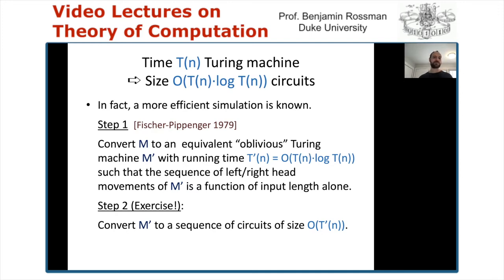Okay, good. Let's take that step for granted. That's a theorem of Fischer and Pippenger. Then the second step, which I leave as an exercise, is to convert M prime, the oblivious Turing machine, to a sequence of equivalent circuits of size order t prime. So there's a linear size simulation of oblivious Turing machines.